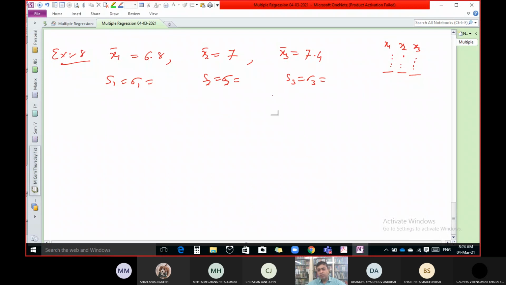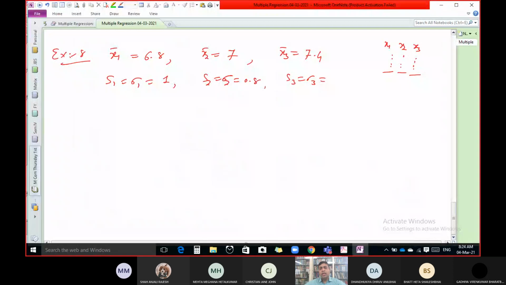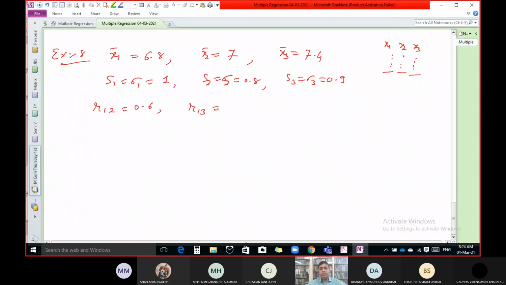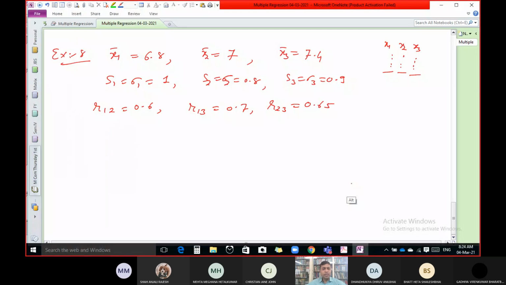So what information we have? S1 is 1, S2 is 0.8 and S3 is 0.9. Then we have information of the correlation between 1 and 2, 0.6. Correlation between 1 and 3, that is 0.7, and correlation between 2 and 3, that is 0.65. So all information is available. Now we have to find out the regression line of x1 on x2 and x3.